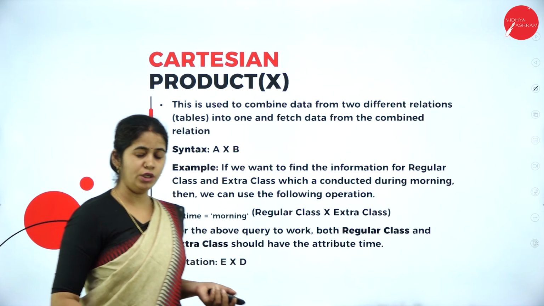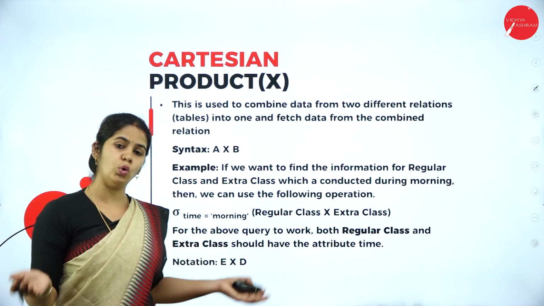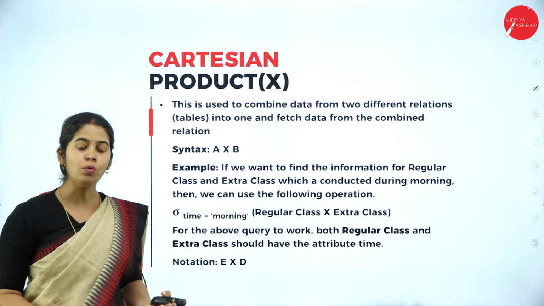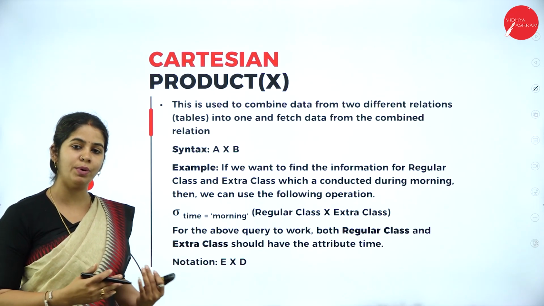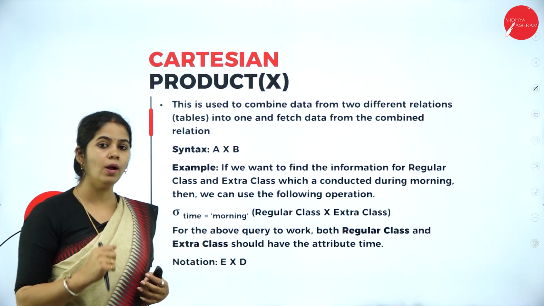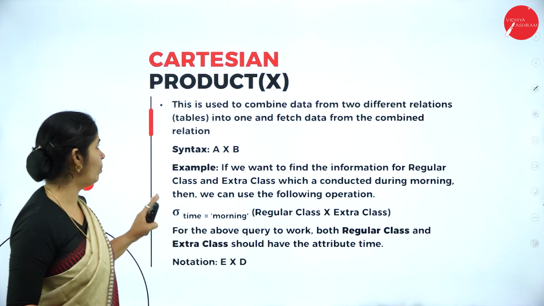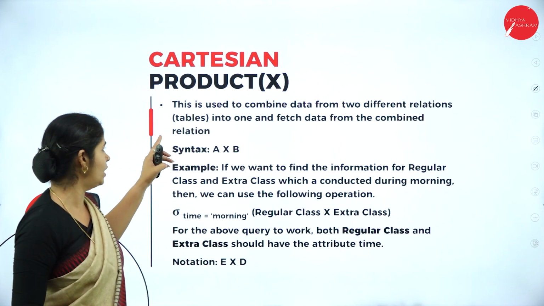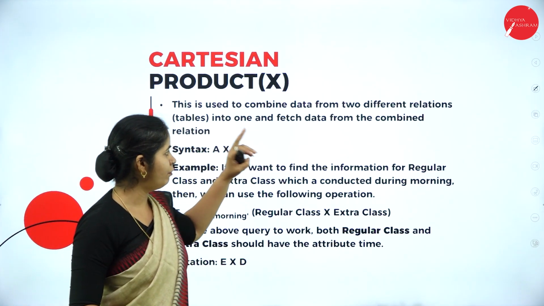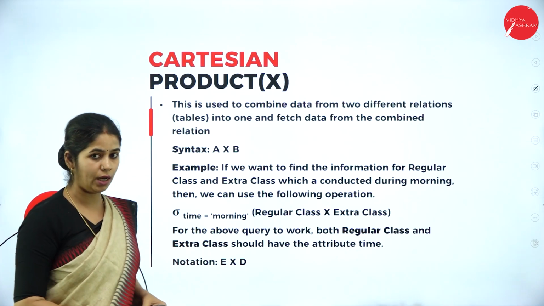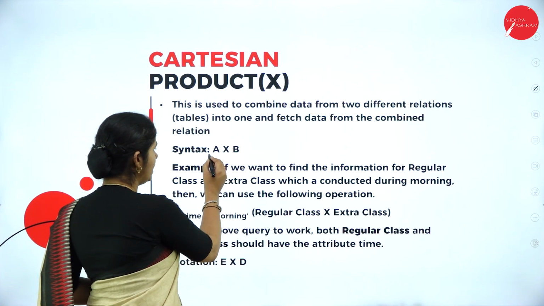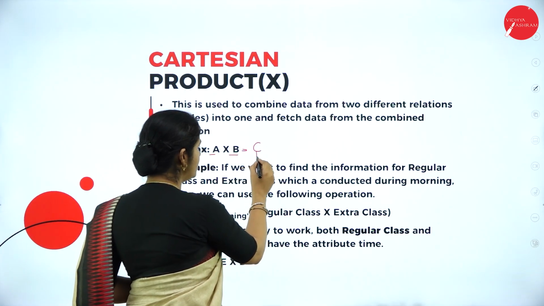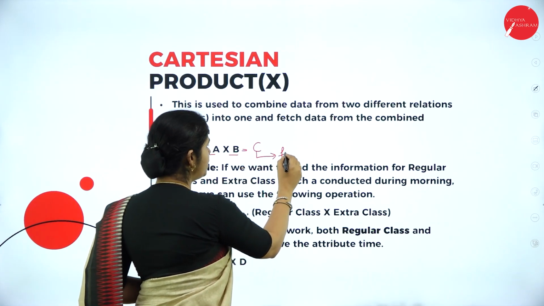Next we have the Cartesian product. What do we mean by Cartesian product? Combining both the rows and columns of two tables or two relations. Here also, as in the previous operations, we need two tables to perform this operation. This is used to combine the data from two different relations into one and fetch the data from the combined relation. After combining A and B, I get one more relation C. From this relation we fetch data.